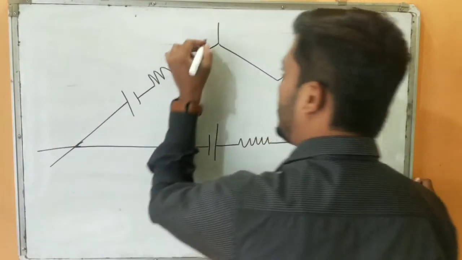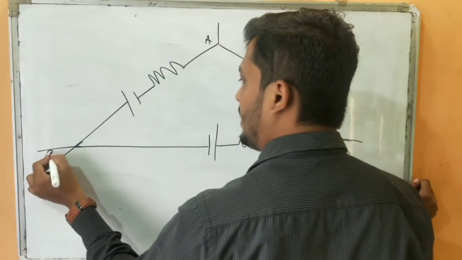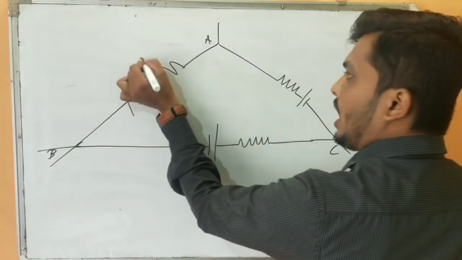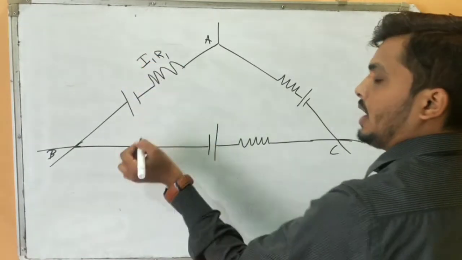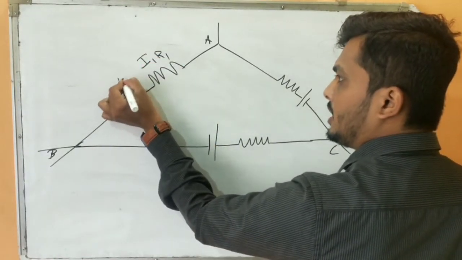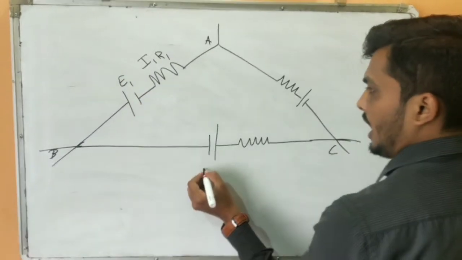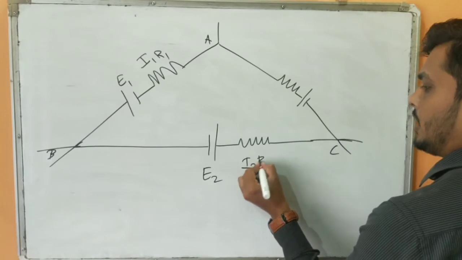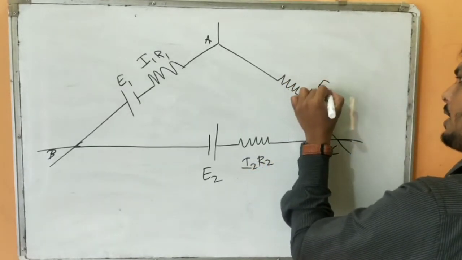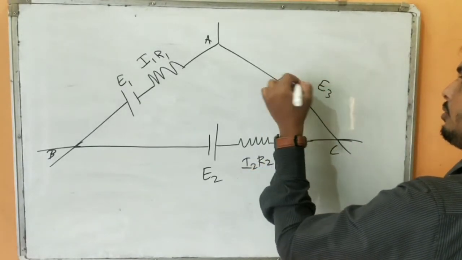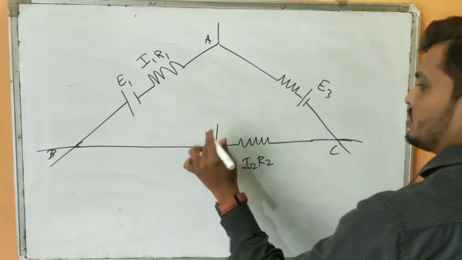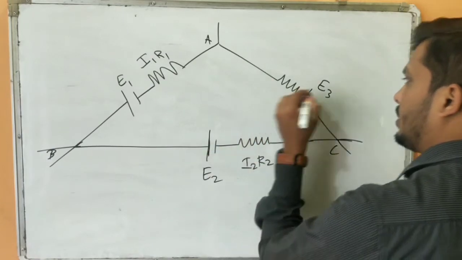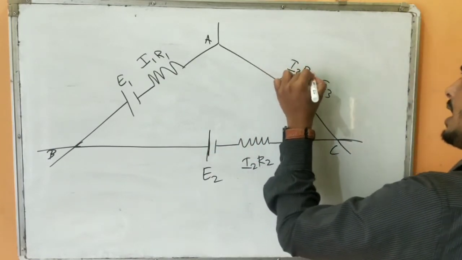Okay, so this is my terminal A, B and C. Now I have here I1, R1 and this is my cell having EMF E1. This is my cell having EMF E2 and this is having current I2, R2. This is the cell having EMF E3 and this will have I3 and R3.